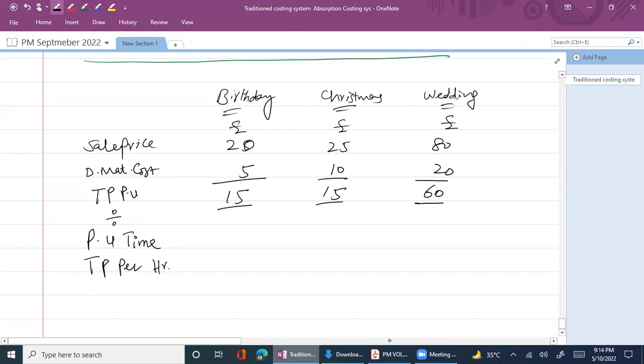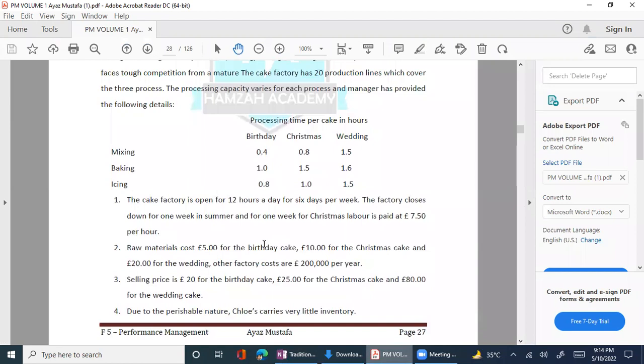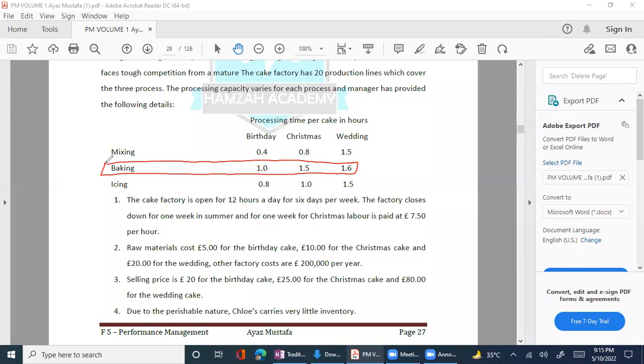Now, this is the data. We have 3 times for every product. We will now consider the time of the bottleneck process only. Remember this. We will not consider the other times because we have to find the throughput per hour. So definitely this will be throughput per binding hour. So we will be taking the time per unit of every product, but for the bottleneck process only. So for birthday cake, it is 1 hour.